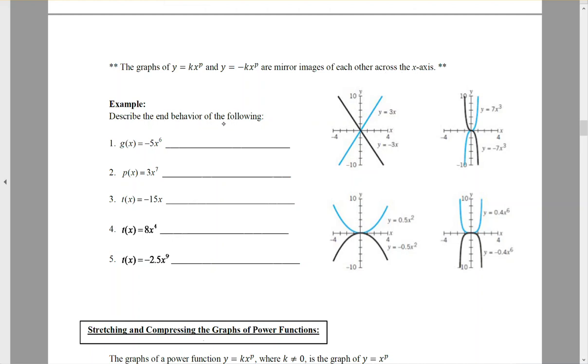So describe the end behavior of the following functions. Well, the first thing I want to notice is the power. The power's even. So if the power's even, the ends are going to go in the same direction. If there's a negative in front, they're both going to go downward, just like y equals negative x squared when we talked about looking at a picture like that. Both ends go down, and the same thing here. A negative and an even power, both ends down.